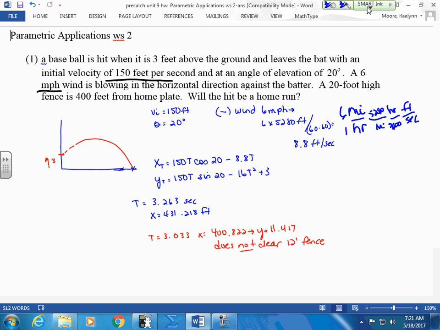So if you do this and you multiply these two things, these cross out your denominations. So you end up in feet per second. So 6 times 5,280 divided by 3,600. That'll get you your feet per second.